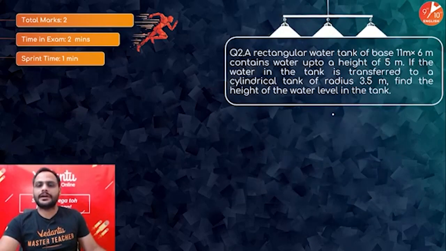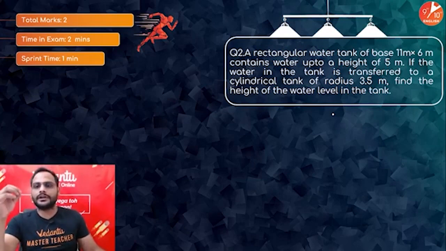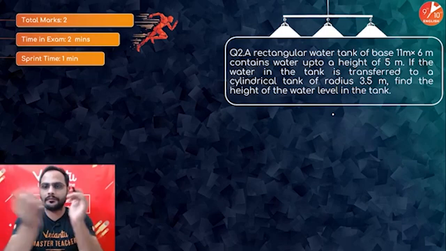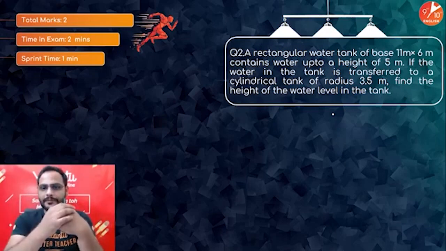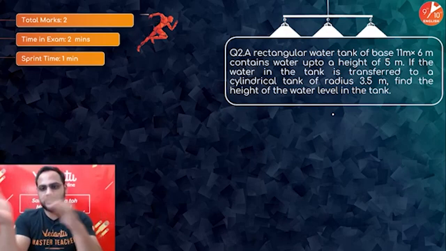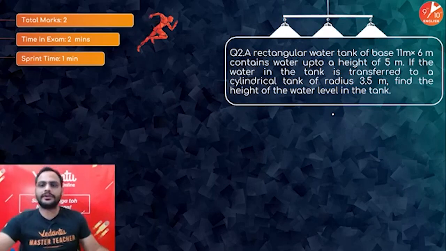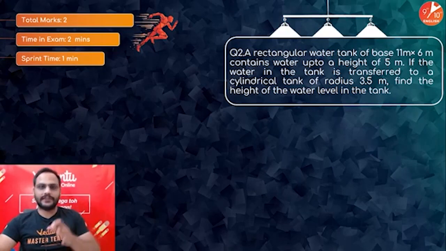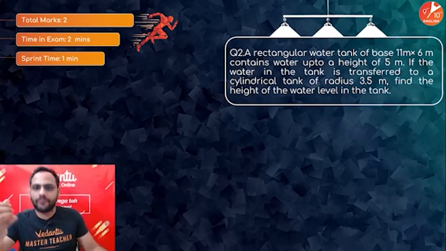Next question. A rectangular water tank of base 11 meter into 6 meter contains water up to a height of 5 meters. So we have a rectangular water tank, and the base length, breadth and height are given. So the volume of water, we know what it will be. If the water in the tank is transferred to a cylindrical tank of radius 3.5 centimeter, find the height of the water level in the tank. So here also I'll say guys, look, even if we change where the water is kept, the amount of water will remain the same. So we'll say volume will remain the same.